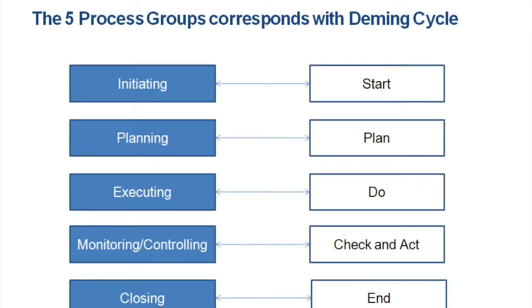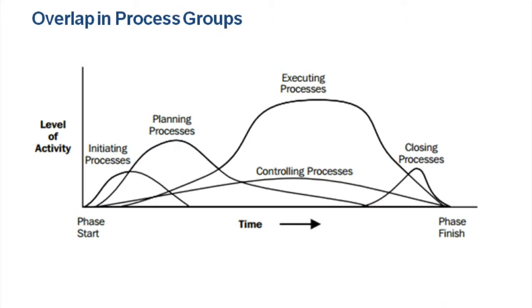So who here works in manufacturing? Nobody? Okay. Well, in manufacturing, there's something called a Deming Cycle, and this would make more sense if you worked in manufacturing, but these process groups actually match the Deming Cycle: start, plan, do, check, and act, and end. That'll make more sense when we get to the quality stage.